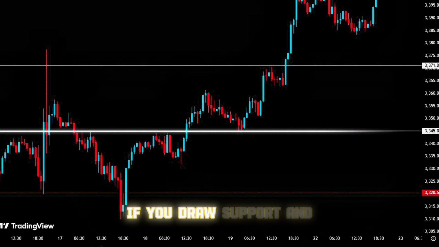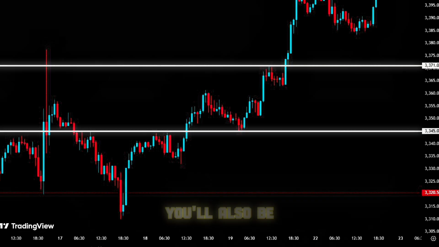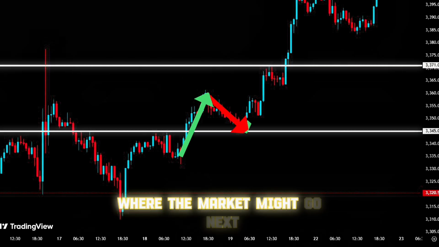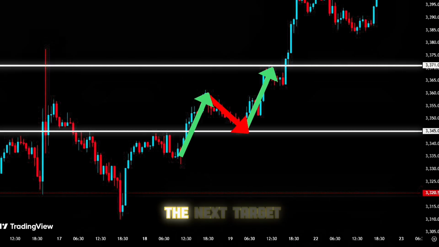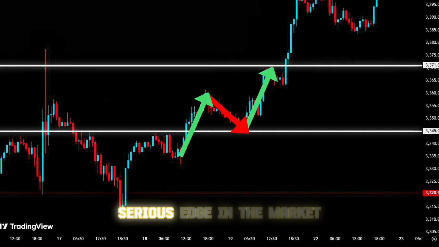So, if you draw support and resistance zones properly, you won't just find better entries and exits. You'll also be able to predict where the market might go next. It helps you identify the next target and even plan your trade several steps ahead. So don't underestimate it. This skill can give you a serious edge in the market.